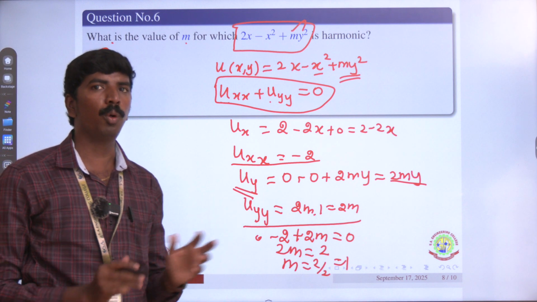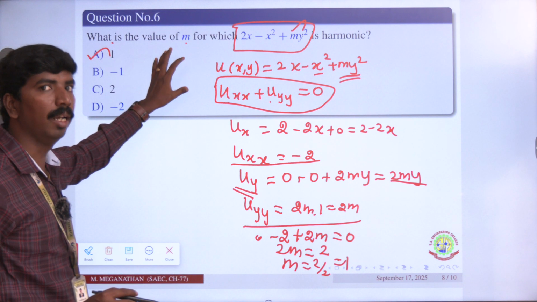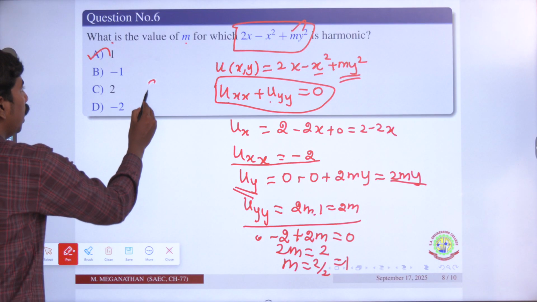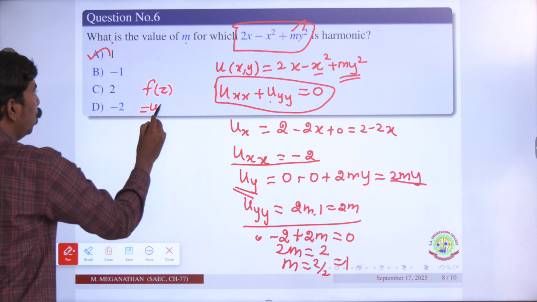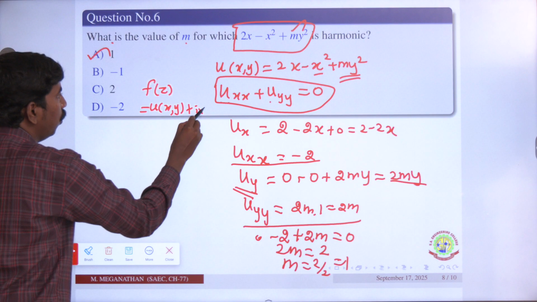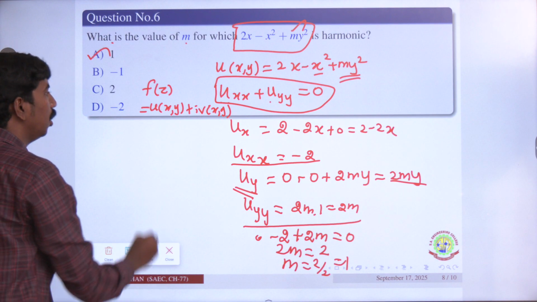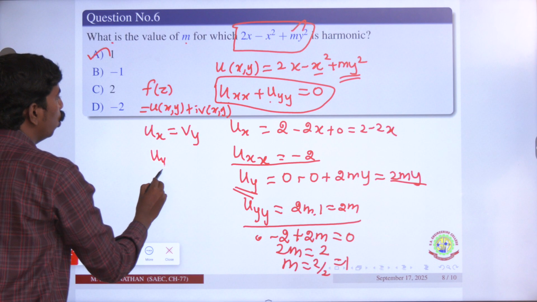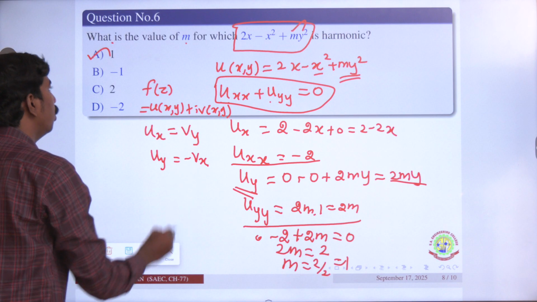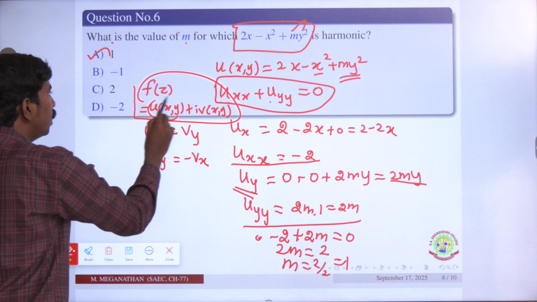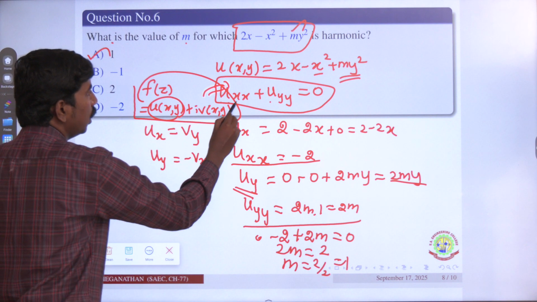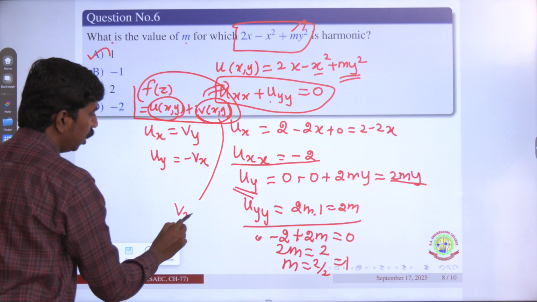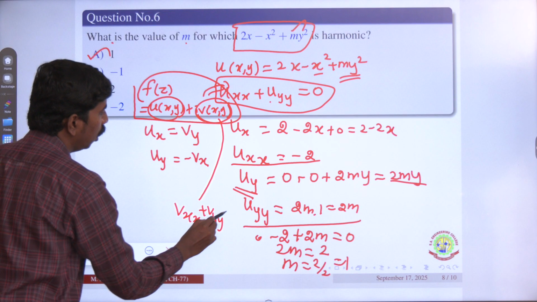So in this lecture what we learn, the two ideas are, one is analytic function, and the other one is the concept of harmonic. What is analytic? Simply any function f of z equal u of x comma y plus i into v of x comma y is said to be analytic if it satisfies the CR equations, that is ux equal to vy and uy equal to minus vx. Similarly, u is said to be harmonic if uxx plus uyy equal to 0, and similarly v of x comma y is harmonic if vxx plus vyy equal to 0.